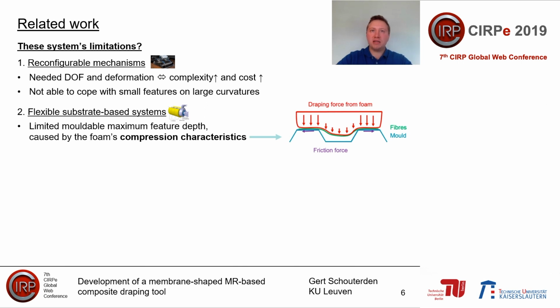The flexible substrate-based systems meet their limits in a maximum formable feature depth caused by the foam's compression characteristic. As seen in the image, the fibers on the top part of the mold are clamped in heavily, whilst the draping force of the expanding foam in the middle decreases.